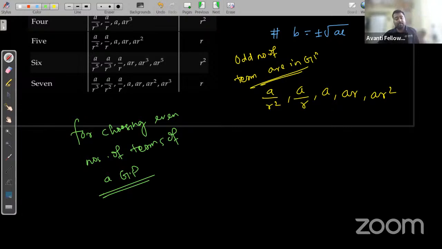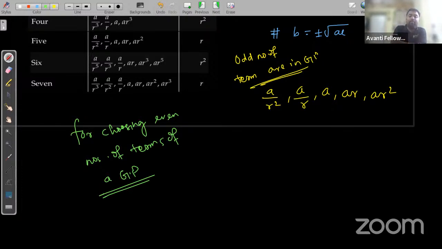Like we did in AP, we did the similar thing with AP. When we require to choose an even or odd number of terms for an AP, I told you one method to choose the terms of an AP. Similarly, in the case of GP also, when you require to choose an odd number of terms, start with A and proceed with the common ratio R. Then you will get all the odd number of terms of a GP.